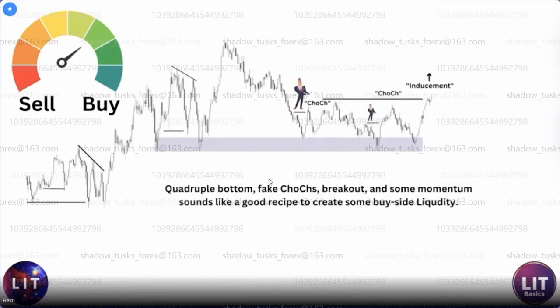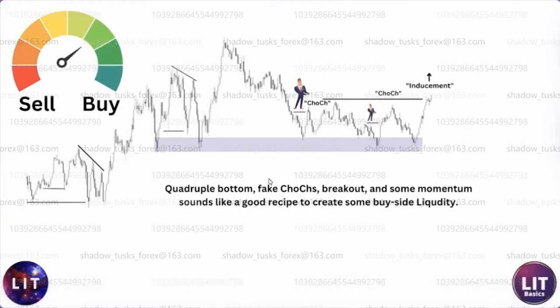So they're faking, obviously, the quadruple bottom, fake Kochs of the smart money zone, a breaker to the high side, and some momentum into it. Sounds like a good recipe to create buy side liquidity. And again, now think about how many times this exact price action happened to you when you tried to trade the continuation. You have all these Kochs in the place, right? Again, just think about it.